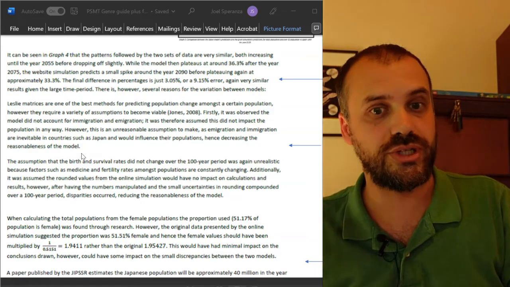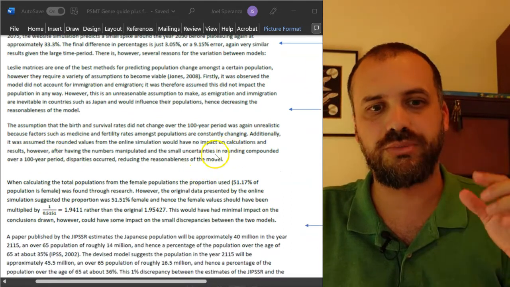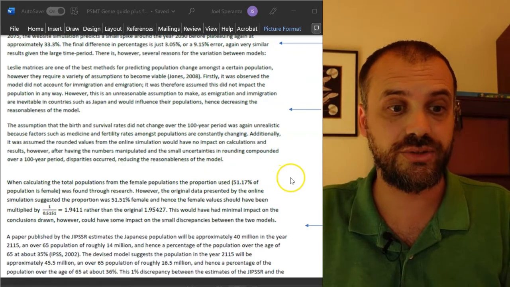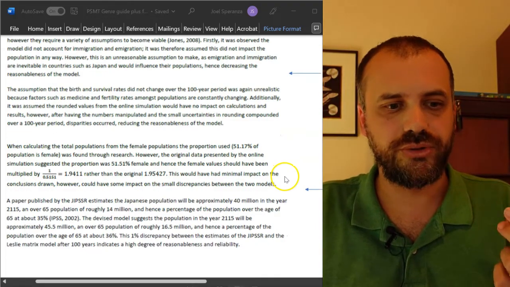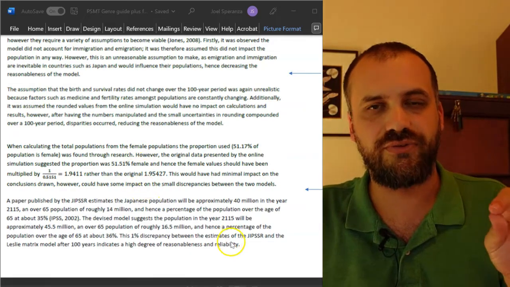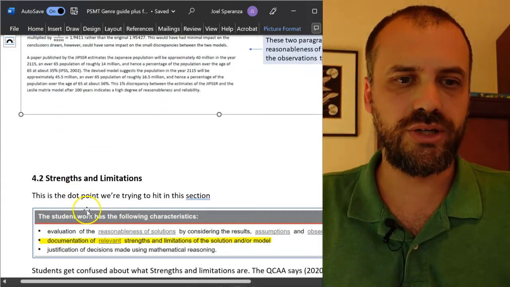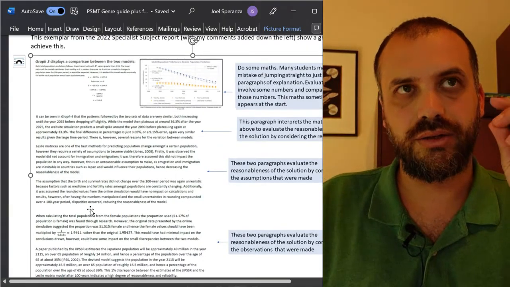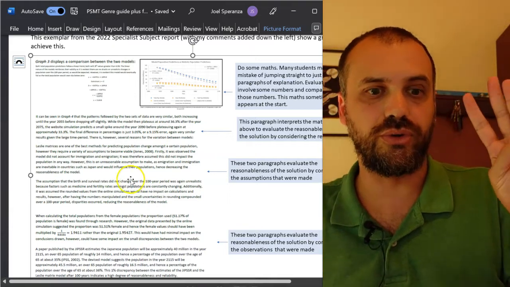Has it increased or decreased the reasonableness of the model? And so you can read the same in this paragraph here where they talk about birth and survival rates not changing. And again, that's not a great assumption. So it's reducing the reasonableness of the model. And then they've talked about their observations and how they've affected the reasonableness of the model. If you are going to do well here when it comes to evaluating the reasonableness of your solution, then you're going to have to do all three of those things.